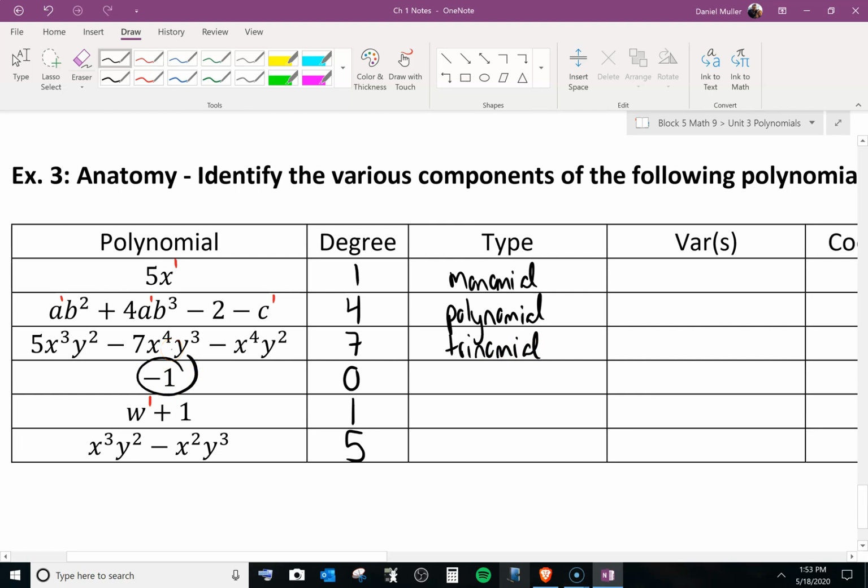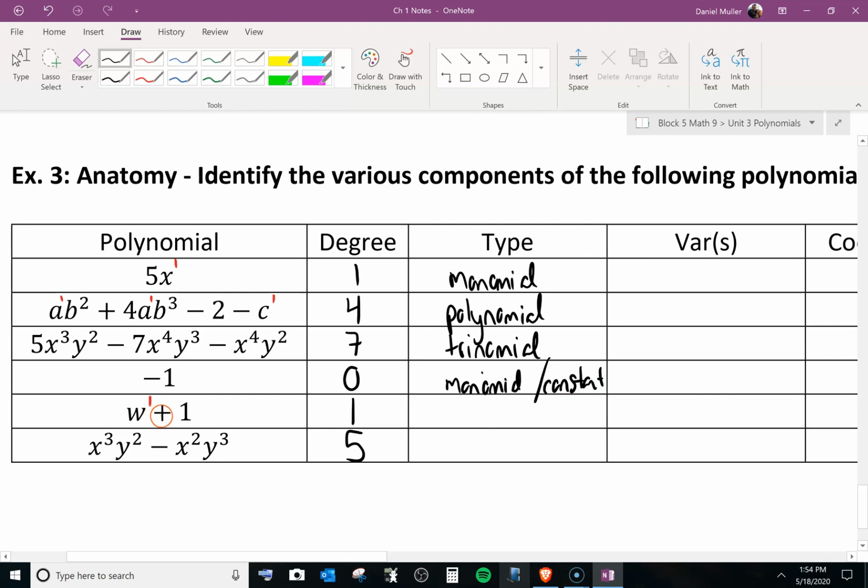There's only just one thing. It's a -1. But again, the minus sign is not separating anything. It's just part of the 1. So we say it's a monomial. Can't spell apparently, monomial. But it does have a special name because it has no letters. We call that the constant.